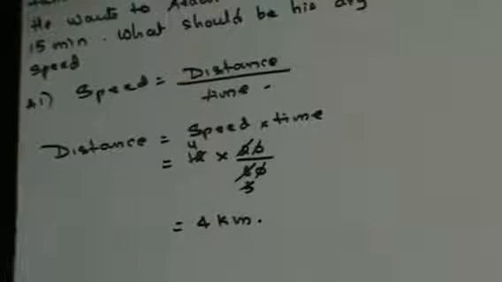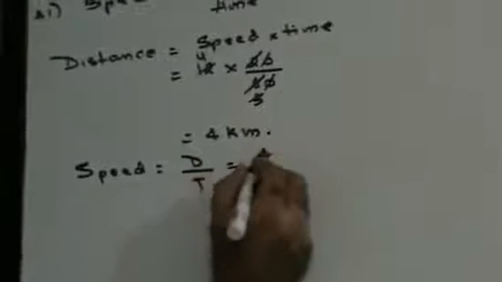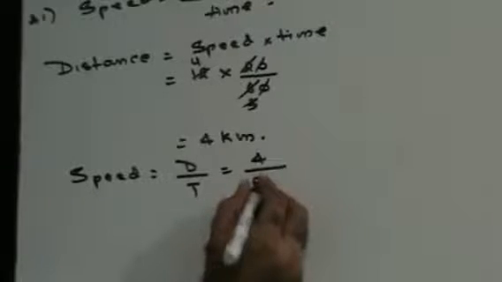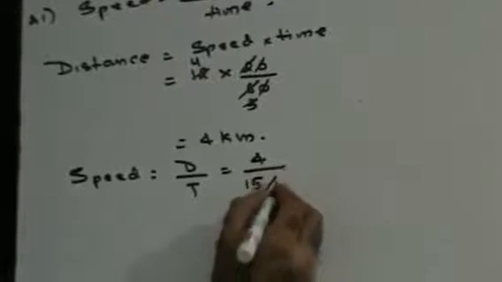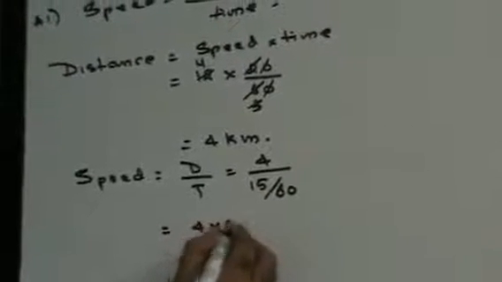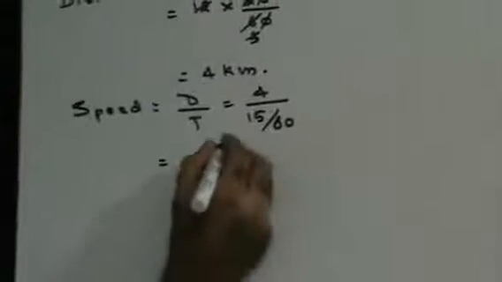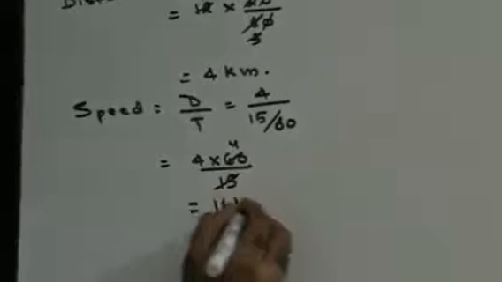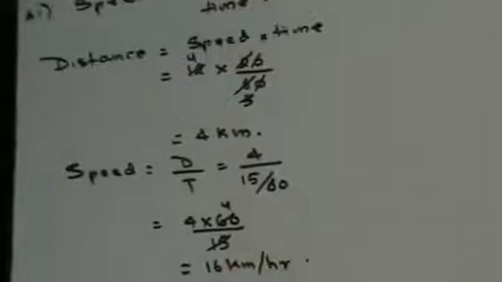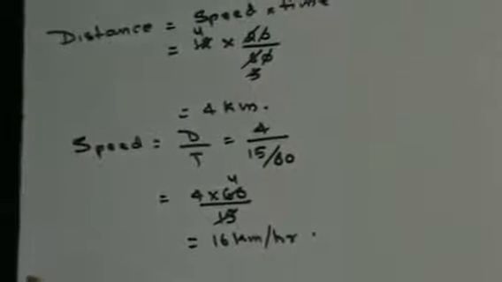Now, they are saying that he wants to reach in 15 minutes. What should his average speed be? Speed is equal to distance upon time. Distance we know is 4 kilometers. Time is 15 minutes. Convert time from minutes to hours, for which I need to divide by 60. Denominator of denominator becomes numerator, right? 1s are, 4s are, should be 16 kilometers per hour. So if he drives at 16 kilometers per hour, he'll reach his college in 15 minutes.